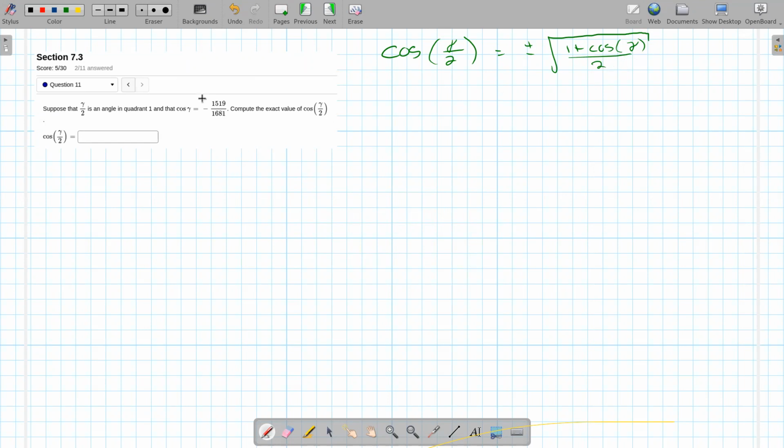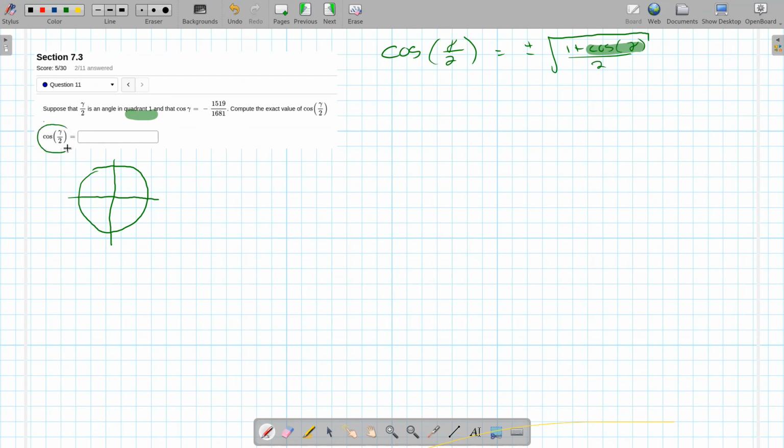Okay, and then we're given the cosine of gamma is that number right there. So they're telling us what this number is. Really all I need to do is plug that number in here and then note that I'm in quadrant 1. So what does it mean to be in quadrant 1? Think about the unit circle. In the unit circle, the cosine is an x value. Here they're saying the cosine of the original angle is a negative number. That puts it over here.